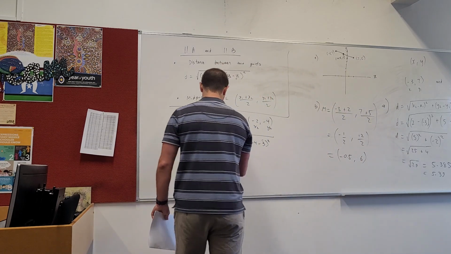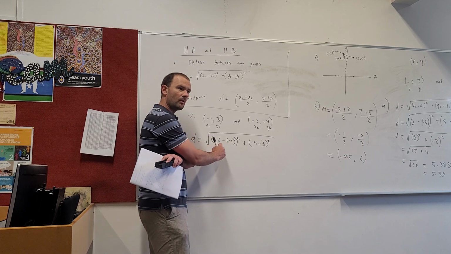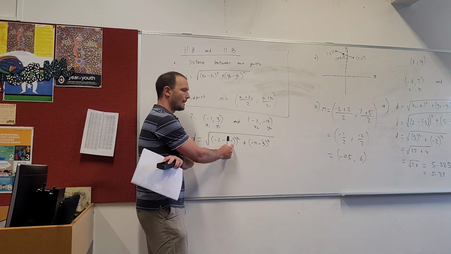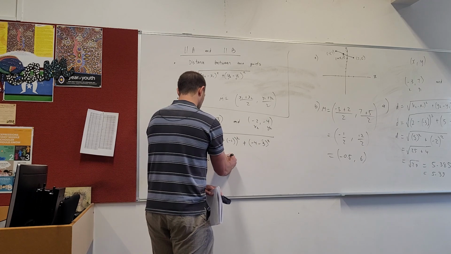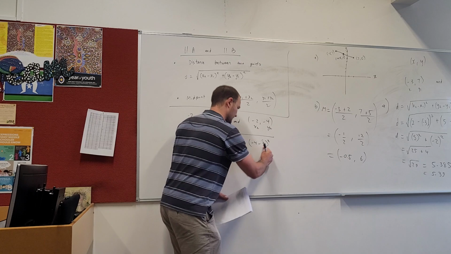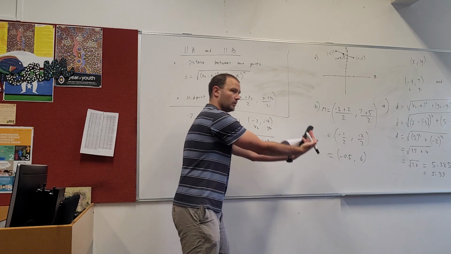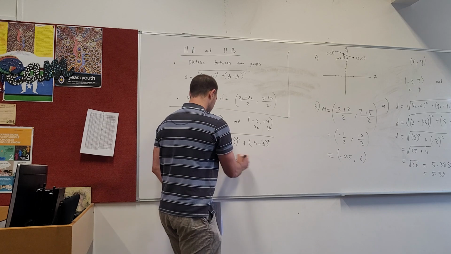Let's process it. Minus 2 take minus 1. So this becomes minus 2 plus 1. Minus 2 plus 1 is going to be minus 1. So we have minus 1 squared. And over here, minus 4 take away 3. You're at minus 4 and you're moving 3 units to the left, will be minus 7.